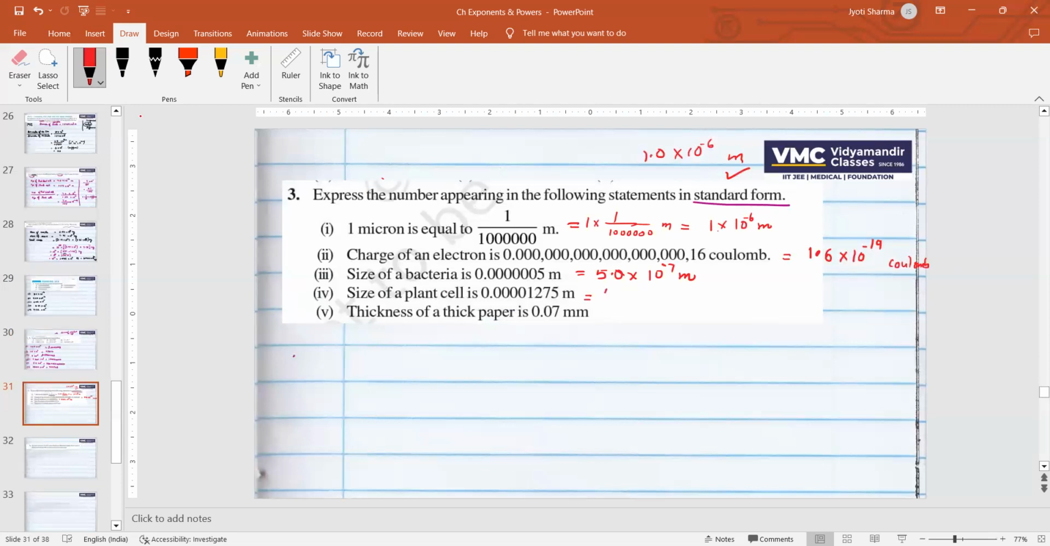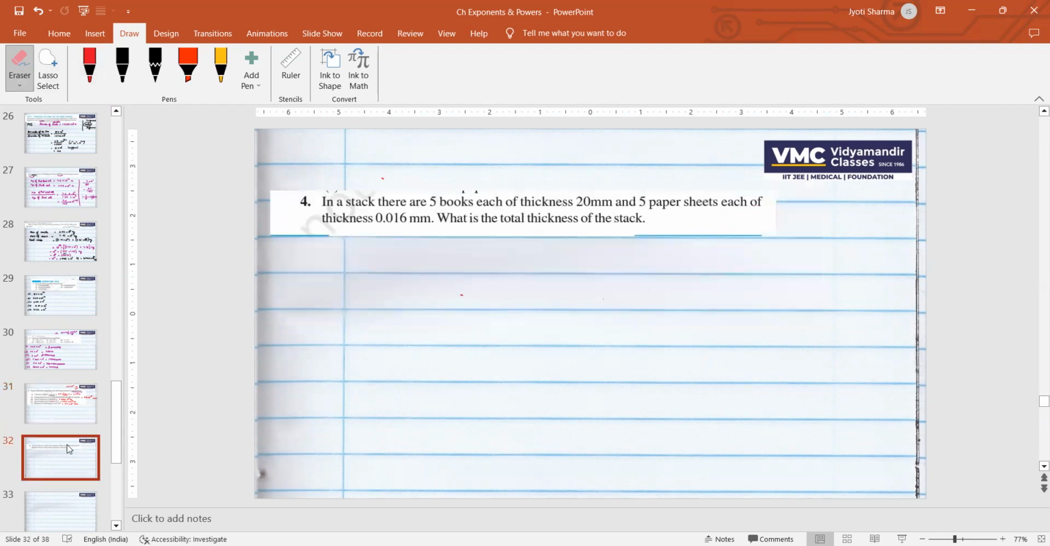And then this is 1.275 into 10 to the power minus 5 meters. 7.0 into 10 to the power minus 2 millimeter. Here in a stack, there are 5 books. Each book's thickness is 20 mm. 5 paper sheets are there also, each of thickness 0.016 mm. Find the total thickness.